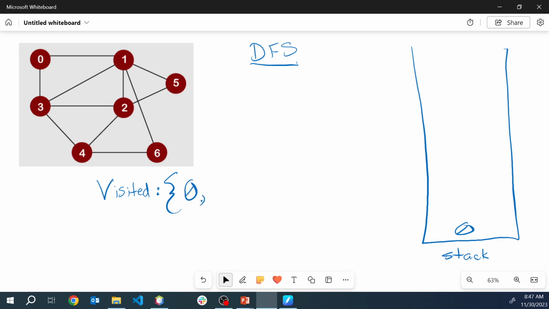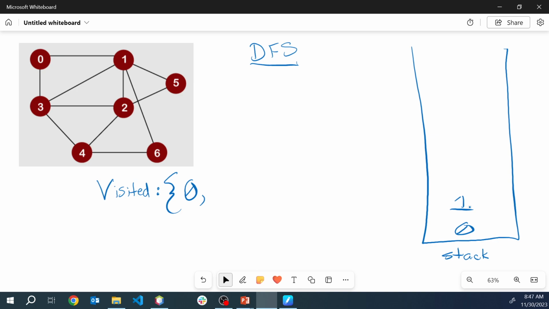And then what do? After marking it as visited, it said find 0's first unvisited neighbor and push it into the stack. So let's just go in ascending order. What are the unvisited neighbors of 0? Well, 0 is connected, as we can see, to 1 and to 3. Neither of those are visited, so let's add 0's first unvisited neighbor in ascending order to the stack. We put a 1 in the stack. Done.